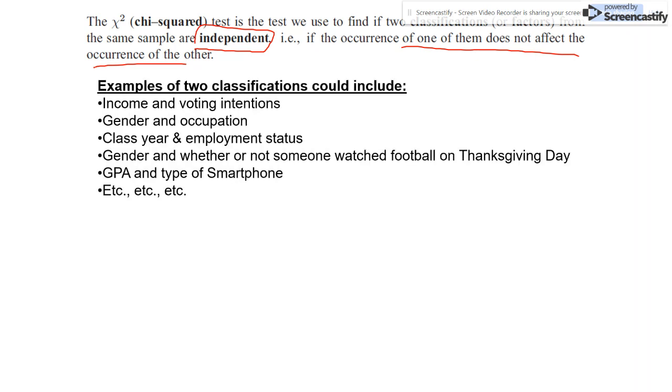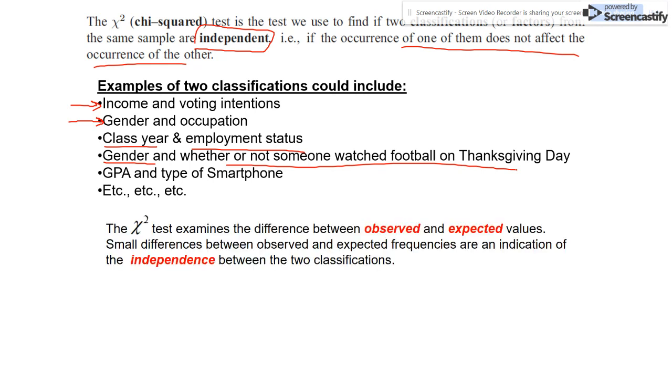Some examples where we might use chi-squared would be income and voting intentions. Is income independent of voting intentions? Gender and occupation: does gender impact your occupation or vice versa? These are just multiple examples of looking at two variables. Class year versus employment status. Gender and whether or not you watch football on Thanksgiving Day. These are all looking at two variables and figuring out, is there some sort of relationship, and in this case specifically independence.